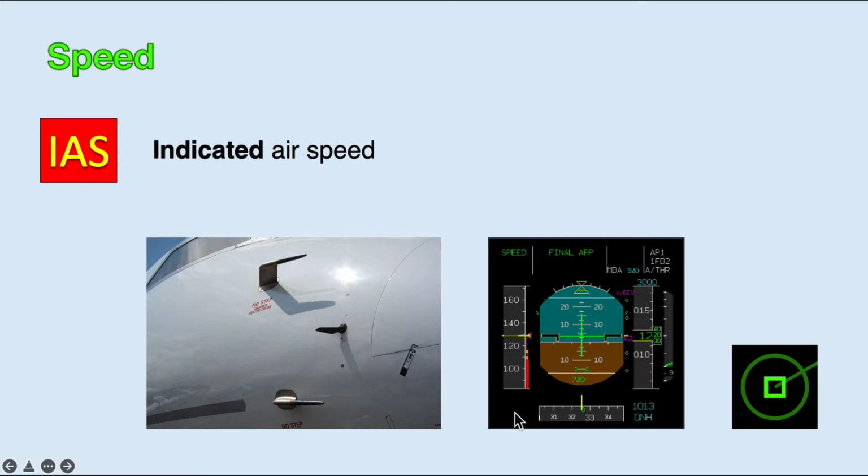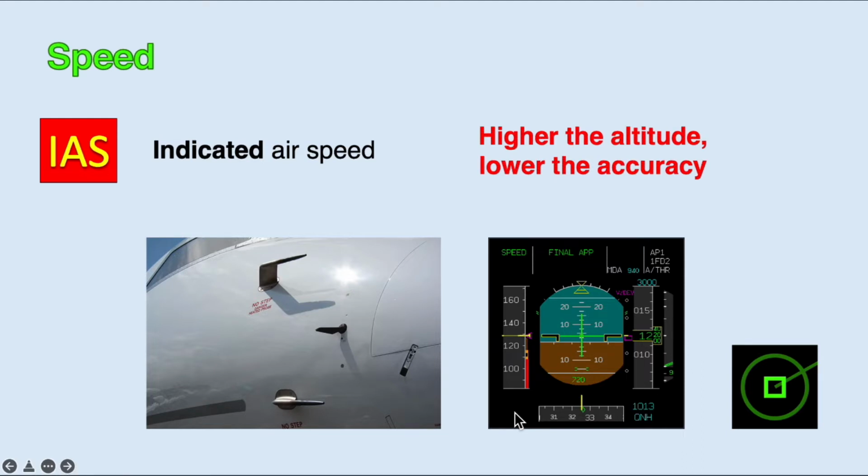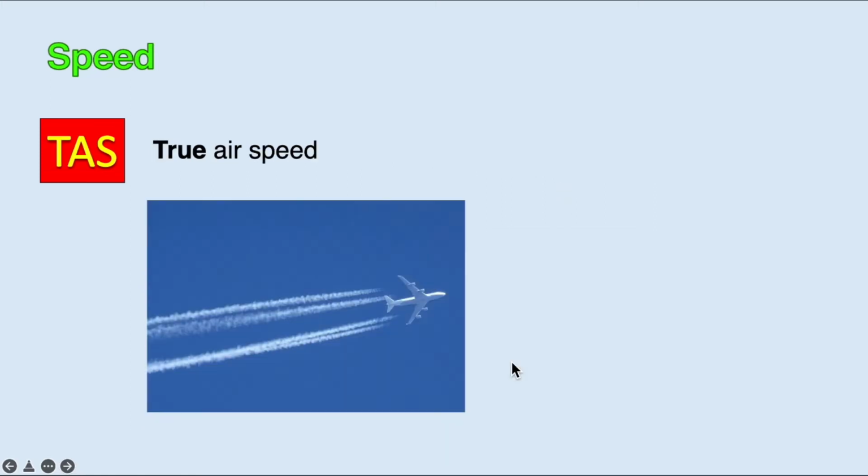That's why we have the true airspeed. But first, I need to summarize that the higher the altitude of the plane, the lower the accuracy of the speed measured by it. So that's why you have the true airspeed, because the true speed is not the same as indicated airspeed, it's the actual speed at which the plane is flying through the air.